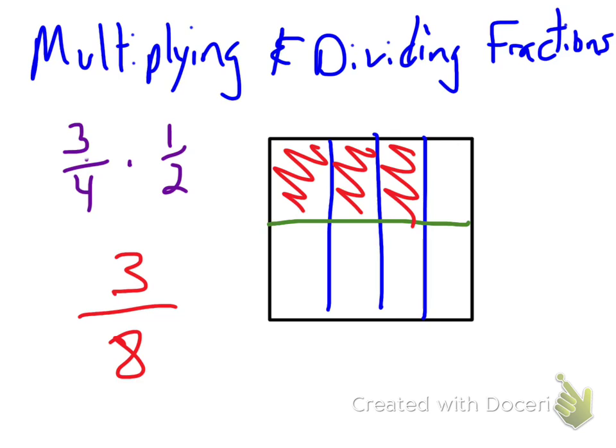So the shortcut for these, when you're multiplying fractions, is we're just going to think of this as being one fraction bar here all the way across, and I'm going to multiply my numerators, and I'm going to multiply my denominators. So 3 times 1 is 3, and 4 times 2 is 8.